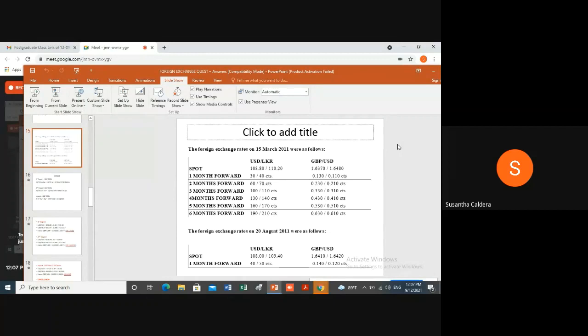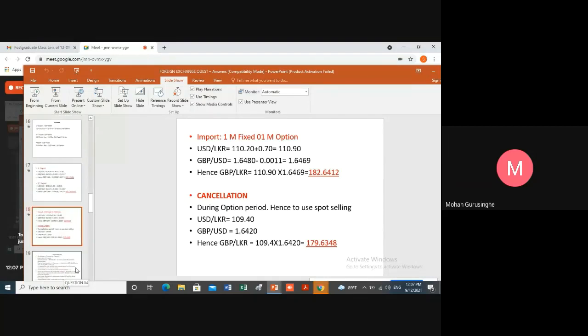What are the spot selling prices? US dollar LKR 109.40. GBP US dollars 1.6420. That gives 179.6348, right?